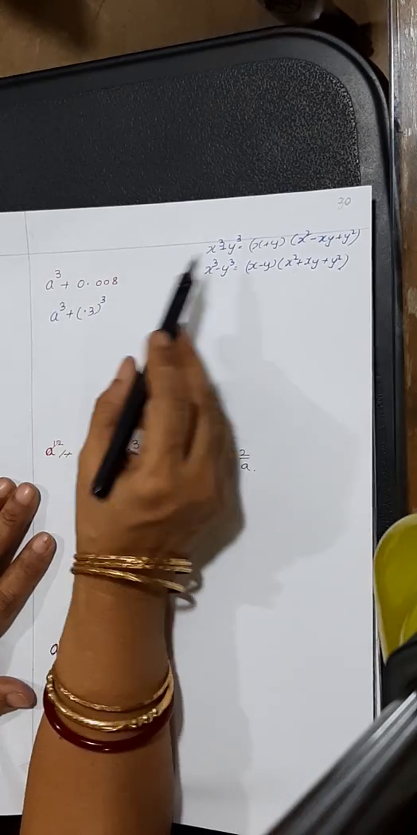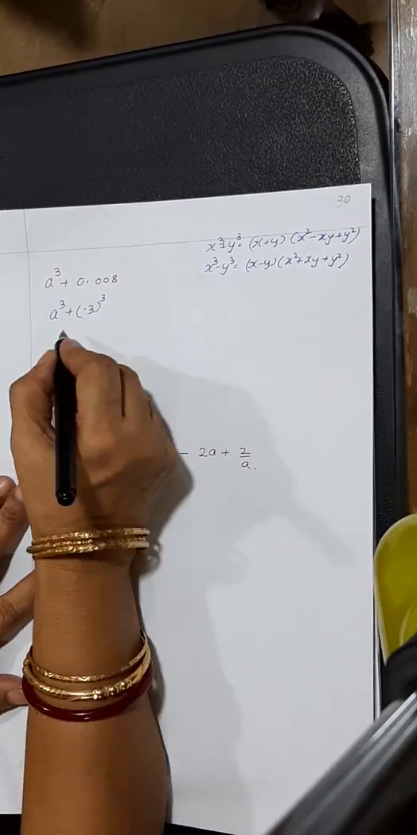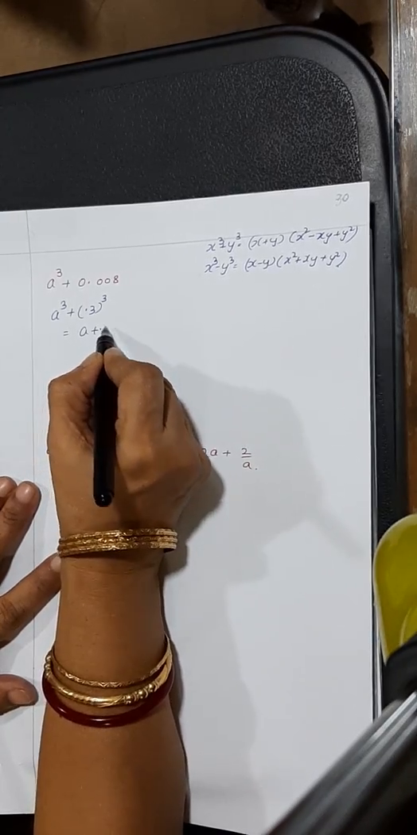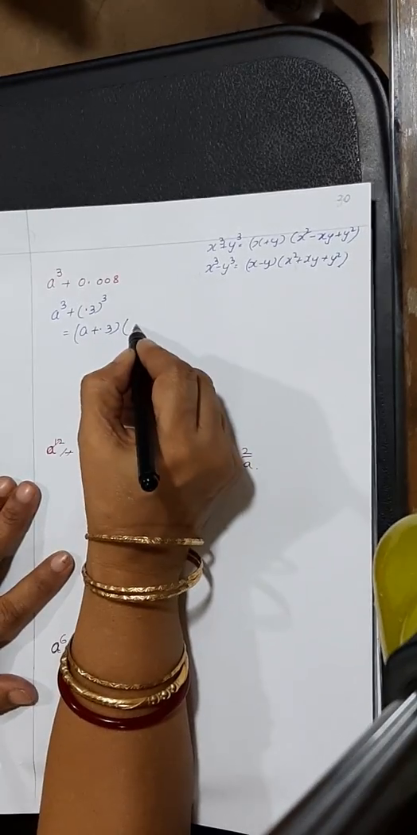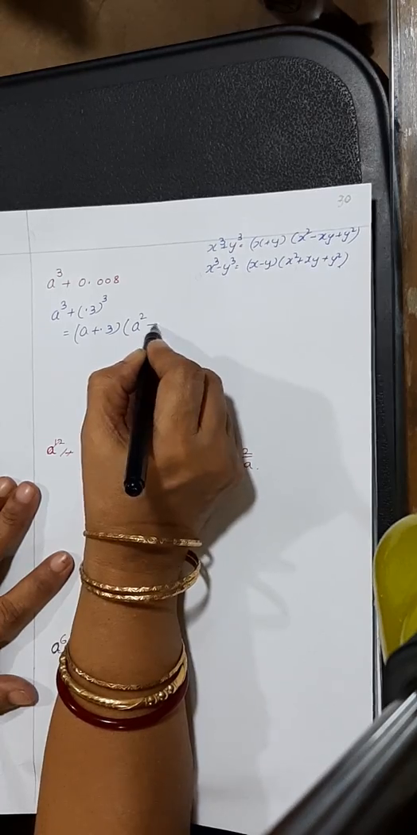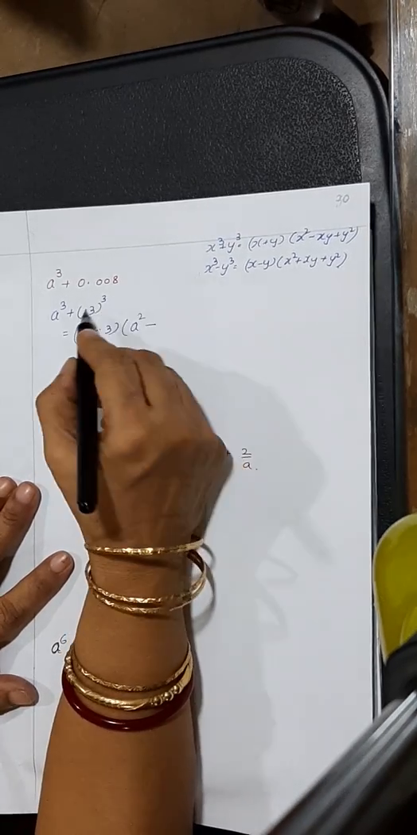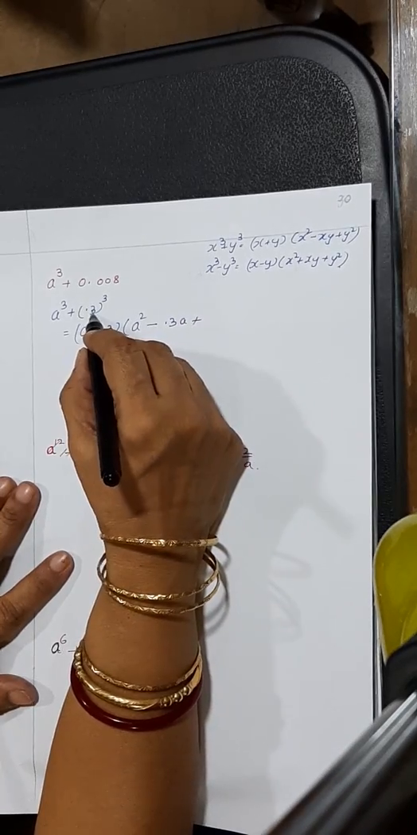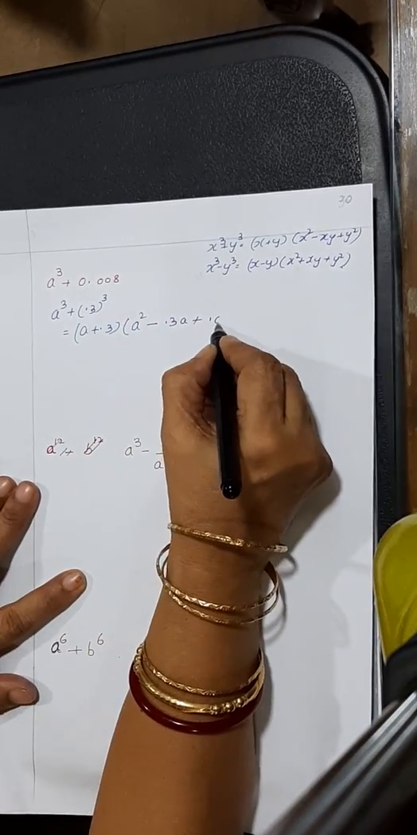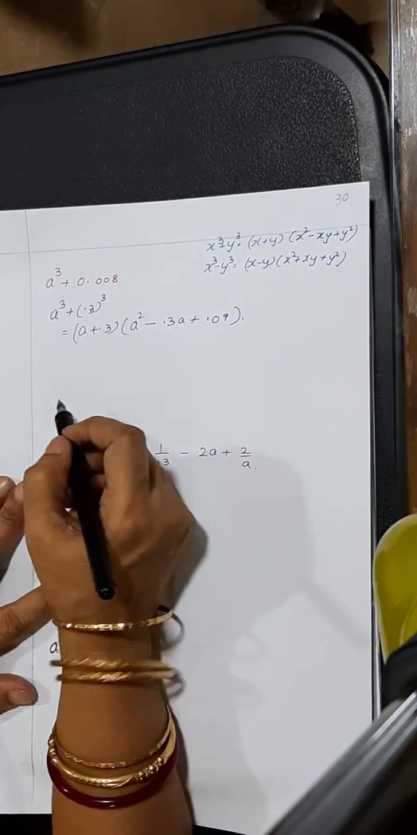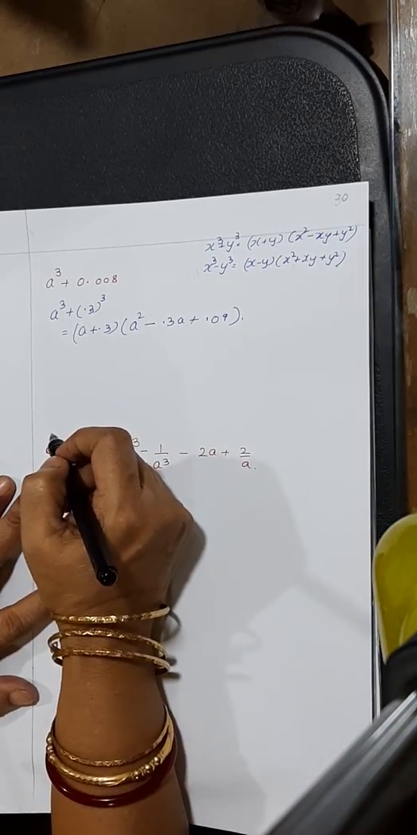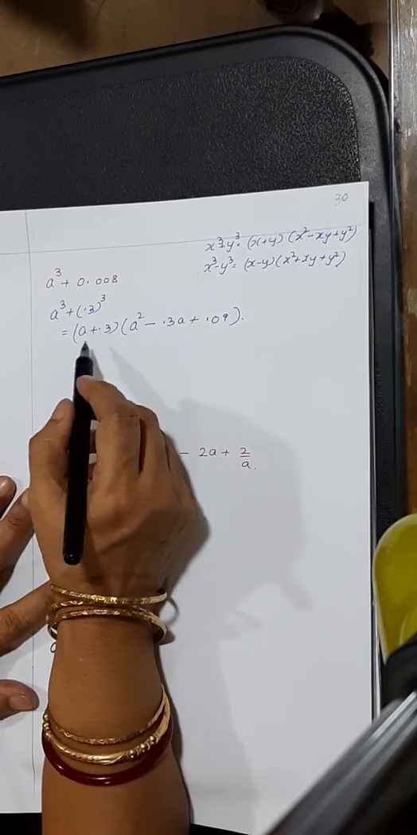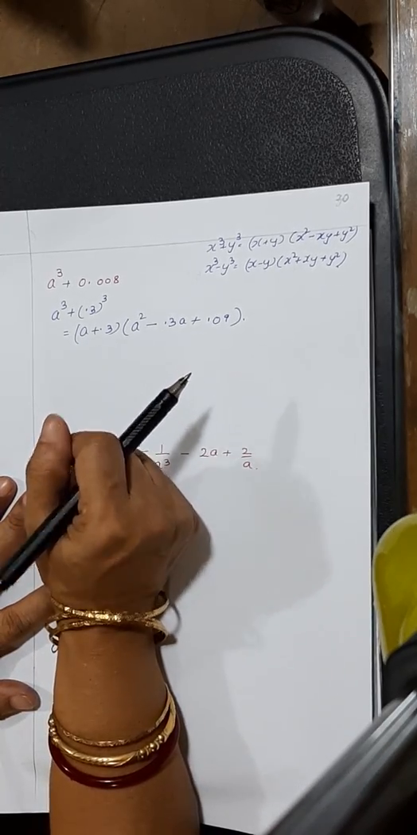So this is again of the format x cube plus y cube. So you can write this as x plus y, so a plus 0.3, into a squared minus xy. So a into 0.3, so 0.3a, plus y squared is 0.3 into 0.3, it is 0.09. So this is, yeah, that's it. You cannot do anything further.